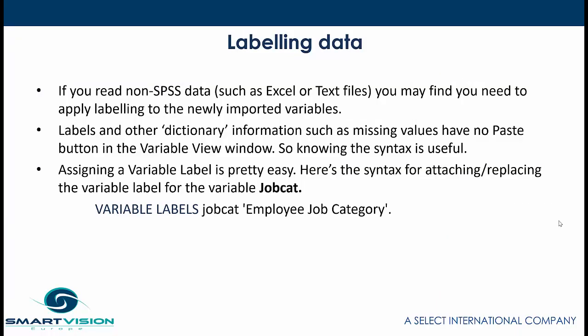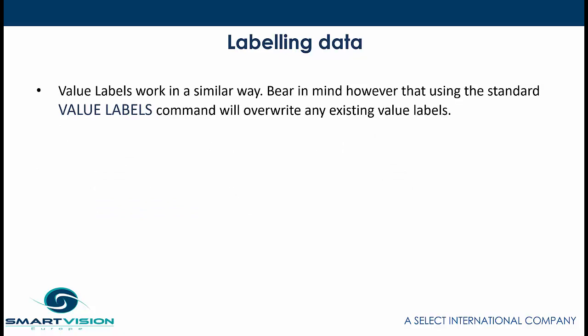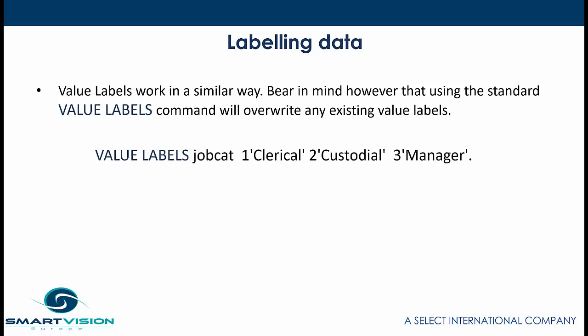Now, the other type of labels are, of course, value labels. And they work in a very similar way to variable labels in that when you execute the value labels command, it will overwrite any existing labels which are already there, which can cause issues, of course, if you've already got a lot of labels defined against a particular variable. Before we get into how to resolve that, let's just look at the value labels command structure.